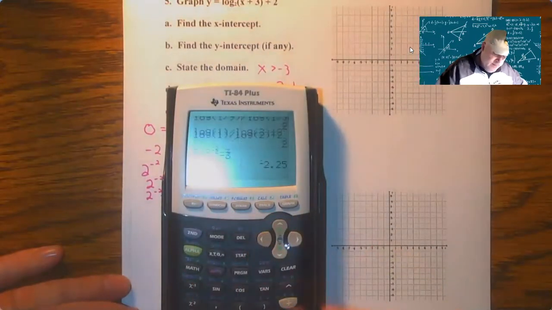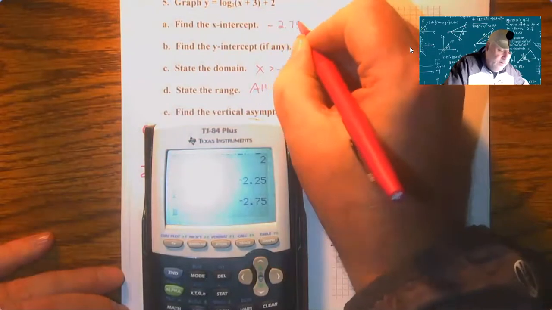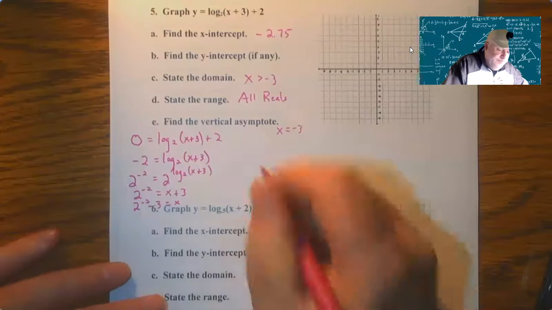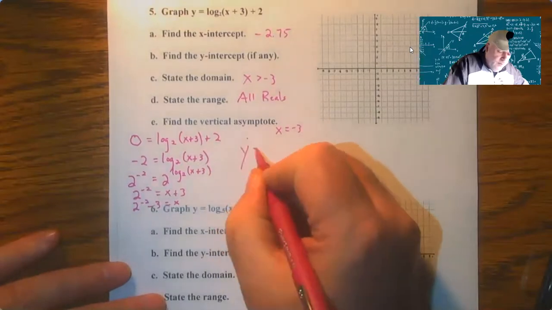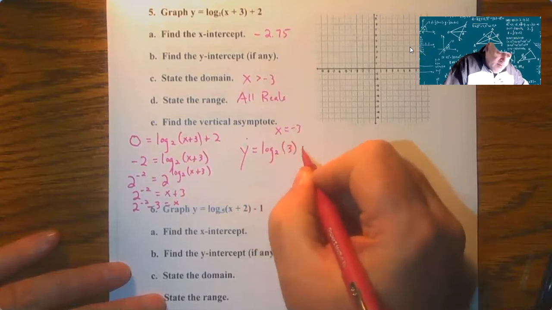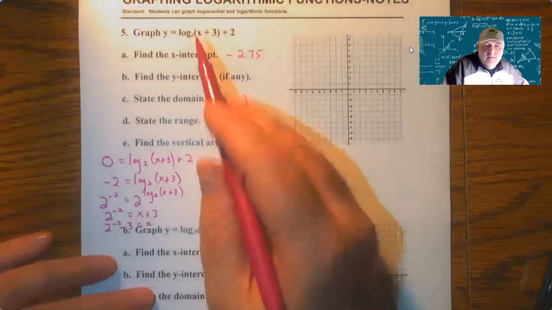And that's probably something that's really close to the asymptote. So -2.75 is the x-intercept. Y-intercept, let x be 0 and solve for y. This time it will work because when we let x be 0, we get 3 up here.